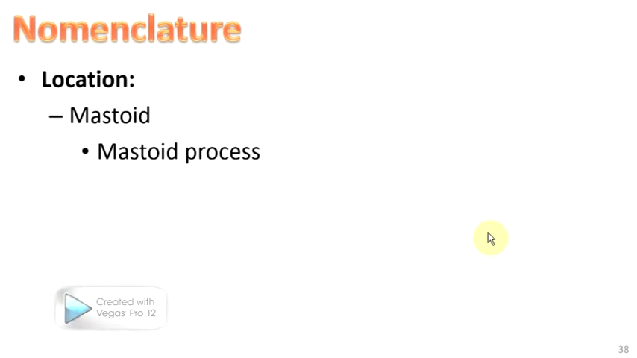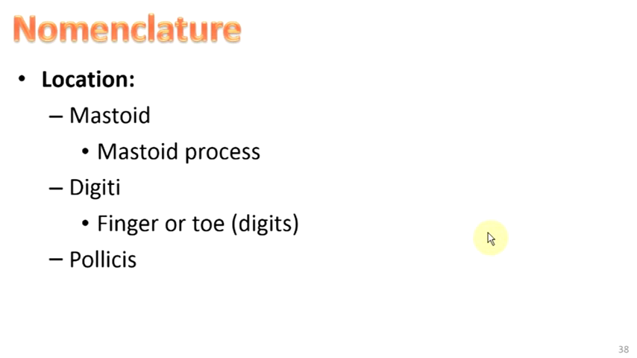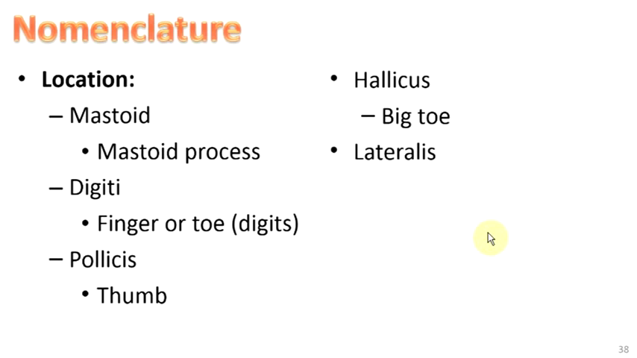Mastoid, you're talking about your mastoid process, which you should know because you've had the skeletal system. That is on the temporal bone right behind your ear, that bump back there. Digiti refers to the digits, which are your fingers or toes. Pollicus refers to the thumb, so anything pollicus means it attaches to your thumb, like flexor pollicus or adductor pollicus or something like that. Hallucus refers to your big toe, same thing there.